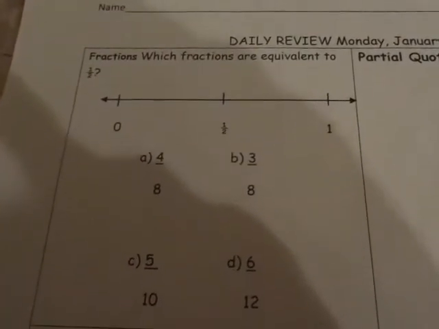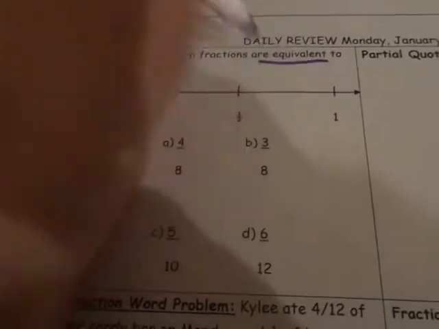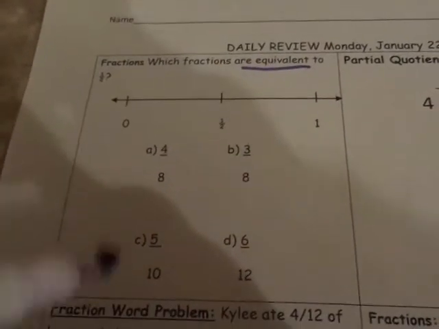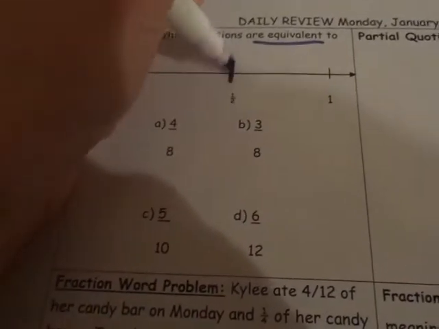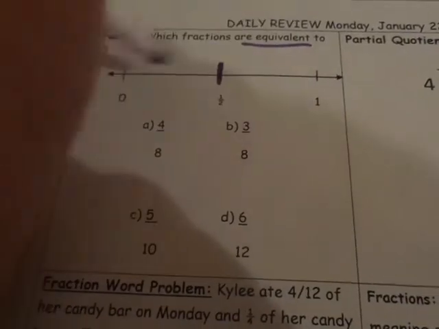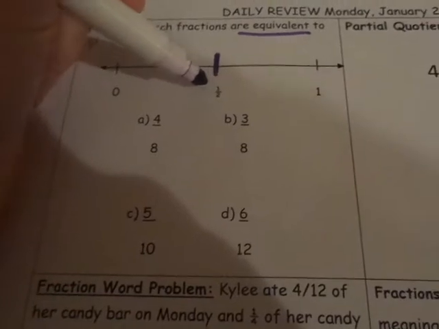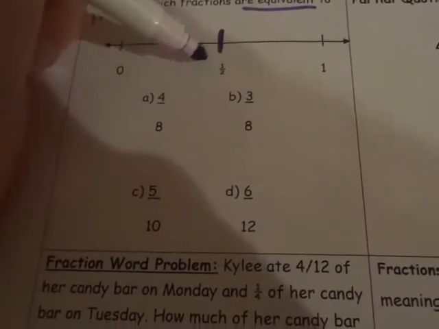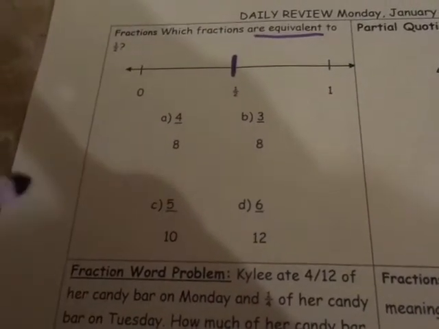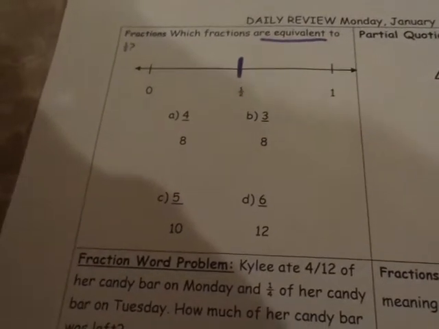Monday night's homework. First question, which fractions are equivalent to 1/2? So equivalent means equal. So which one of these fractions would fall halfway through our number line here? So if you look at 1/2, 1 is half of 2. So that rule applies to all of these fractions if they're equivalent to 1/2.